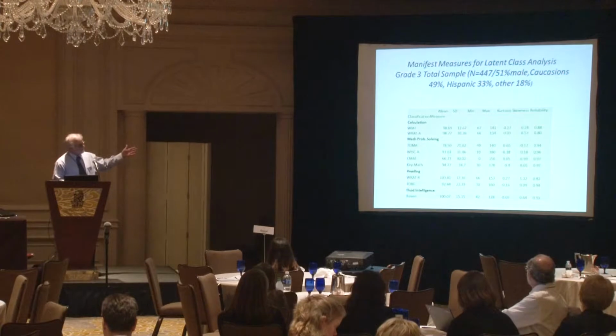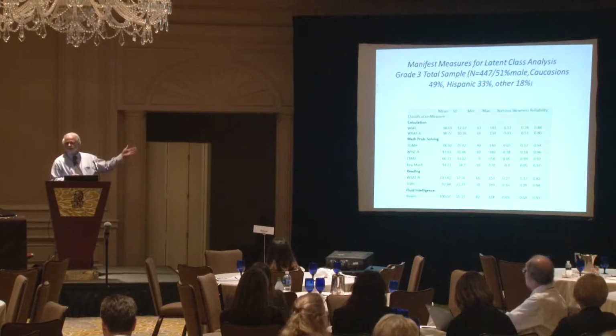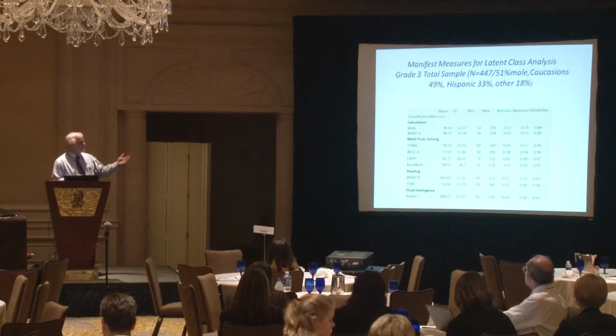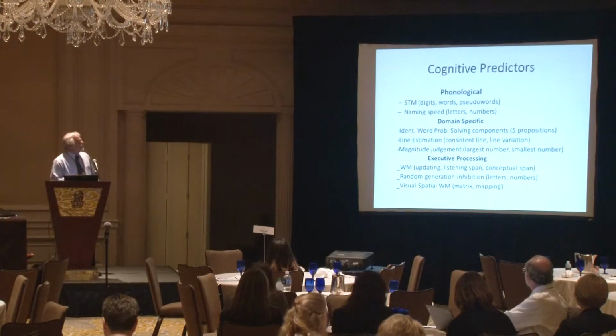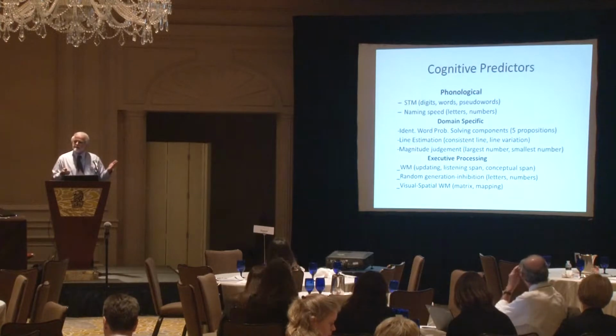Then also in my latent class analysis, I'm using variables in reading. I'm using the Wide Range Achievement Test, which is basically a word recognition test. And then I have the test of reading comprehension. And then I have a fluid intelligence measure.